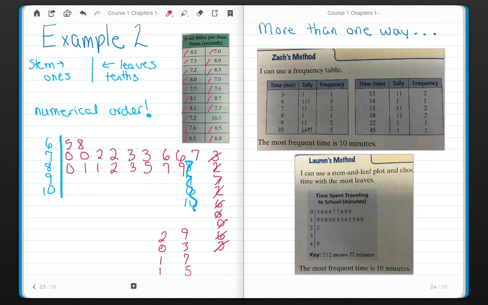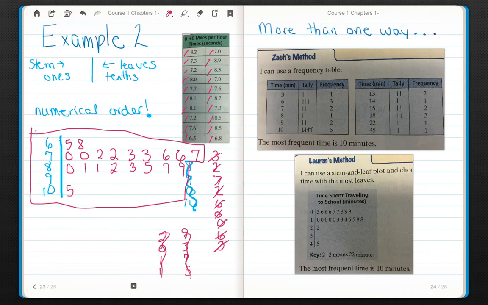Notice how my leaves are kind of lined up in columns. It helps make it much neater. Okay, so I'm done with my 8s. We already said I have no 9s, so I'm going to leave it blank. My 9 has no leaves. That tells me that there are no data points that have 9 seconds. And then I have 1, 10, and that is a 5. So this right here, this is my stem and leaf plot.